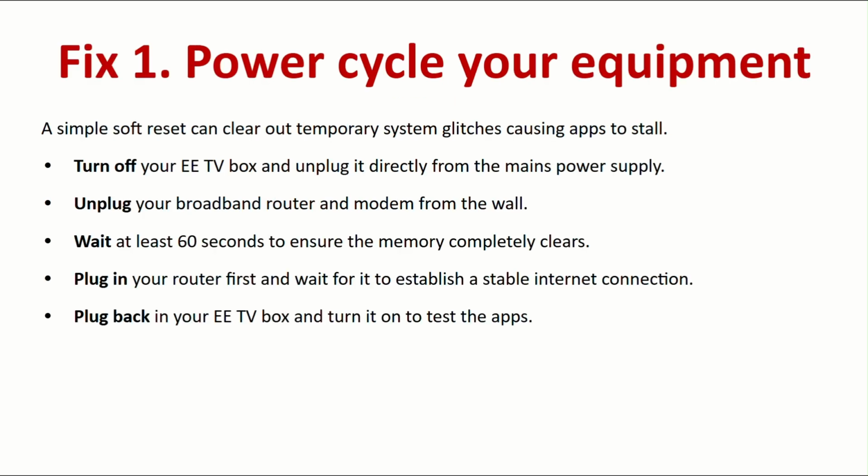Fix one, power cycle your equipment. Turn off your EE TV box and unplug it directly from the main power supply. Unplug your broadband router and modem from the wall and wait for at least 60 seconds to ensure the memory completely clears. Plug in your router first and wait for it to establish a stable internet connection. Then plug back in your EE TV box and turn it on to test the apps.